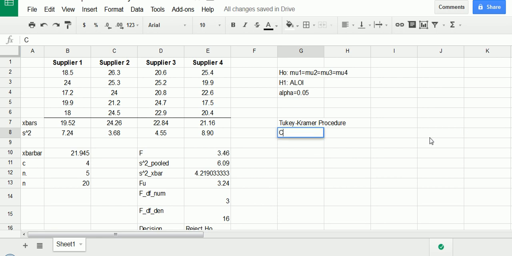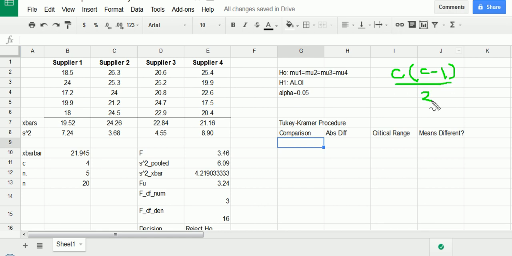What we need to do is set up a little table here. This helps a lot. ABS for absolute, diff for difference, and let's do critical range. And you'll need one more column maybe, means different, like a question mark. Okay, so since we have 4 suppliers, we have many pairs to compare. In fact, you can use C times C minus 1 over 2 to be sure that you're comparing the right number of pairs. So since C is 4, we're going to have 4 times 3 over 2, which is 6. So we have 6 pairs we're going to have to compare here.